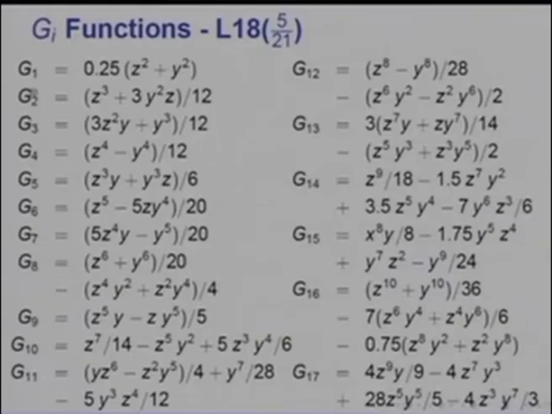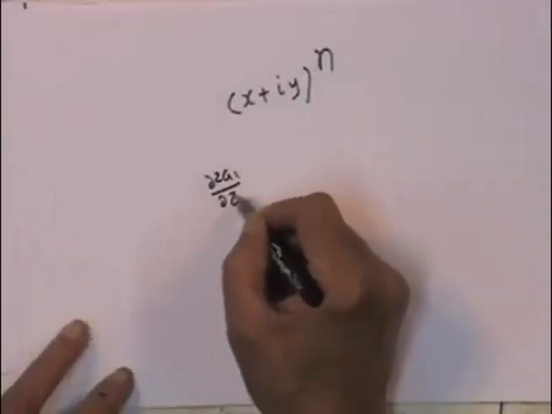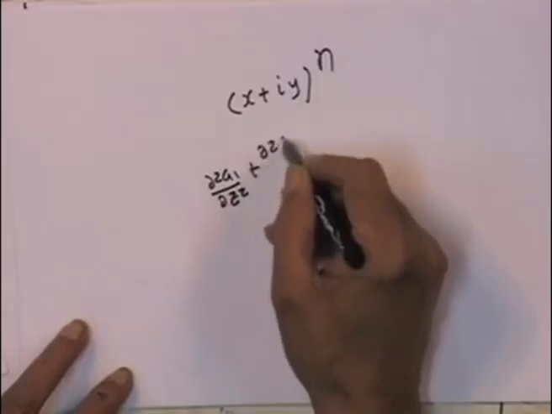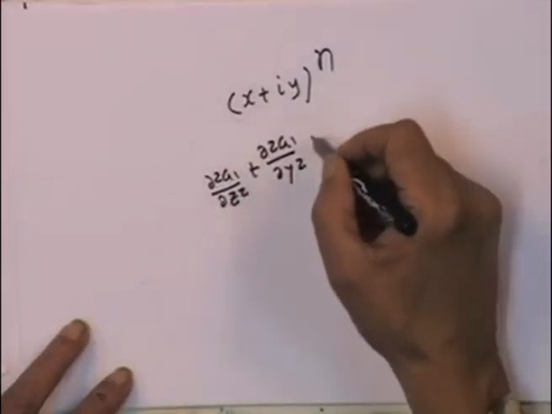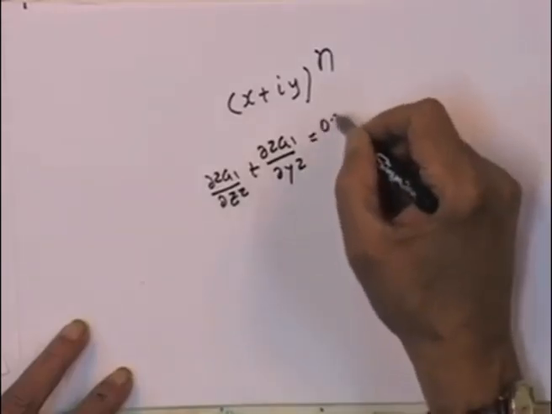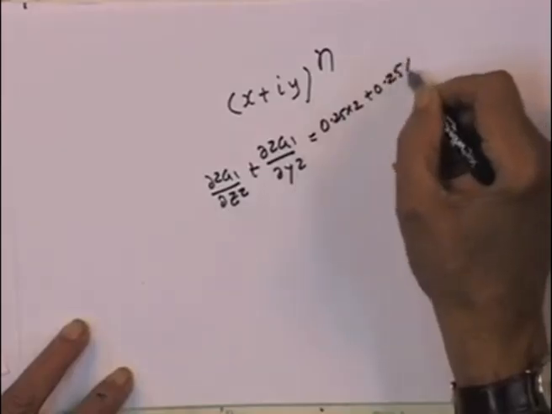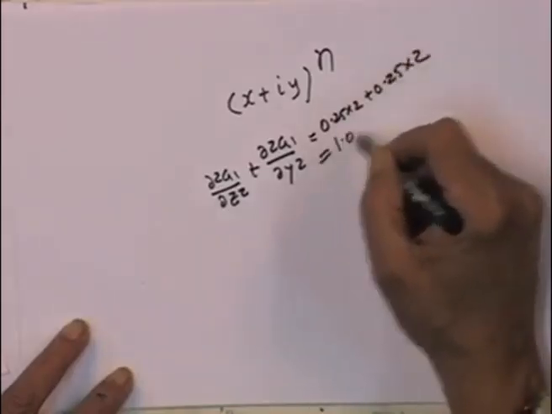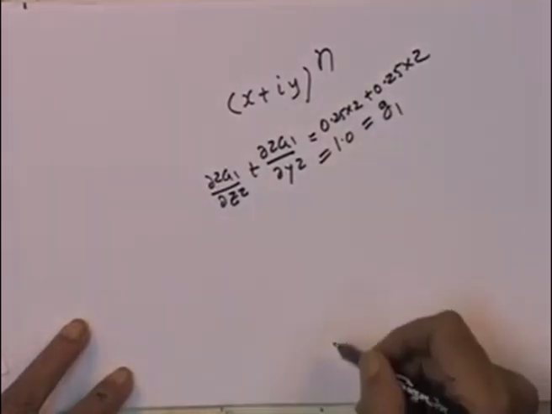So, basically in each case, if you wanted to see d2g1 by dz square plus d2g1 by dy square, it will give me essentially 0.25 into 2 plus 0.25 into 2 equal to 1, and that was precisely what g1 was, if you will recall.